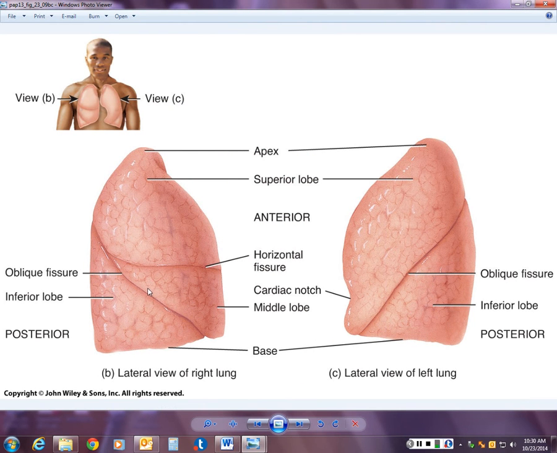These lobes are formed by very deep grooves called fissures. So if you look at the right lung, you're going to see 2 fissures. There's a horizontal fissure that runs in the horizontal plane and an oblique fissure that runs in an oblique plane.